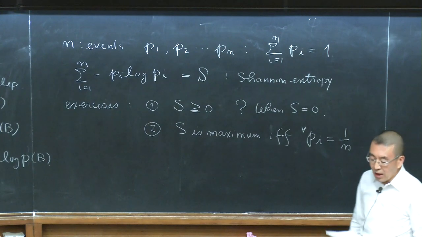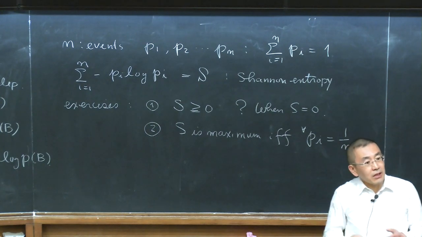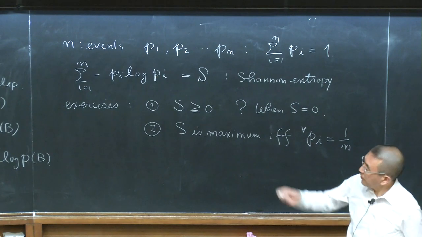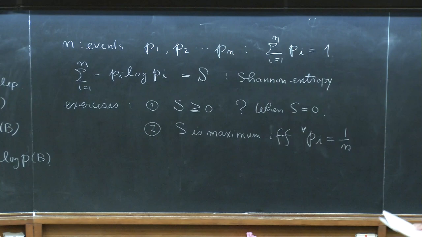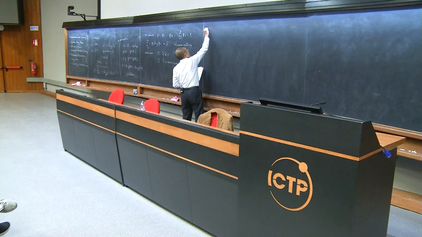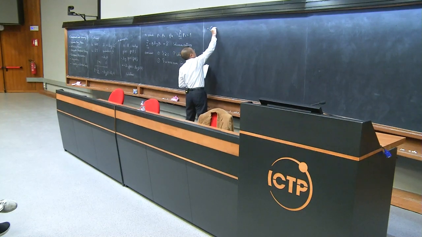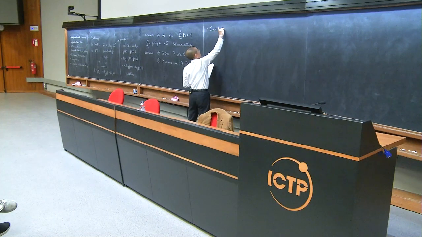Okay. Now, one of the notions that comes up very often in the rest of the lecture is the notion of mutual information. So I would like to discuss that. So first, I'd like to introduce a notion of a conditional entropy.